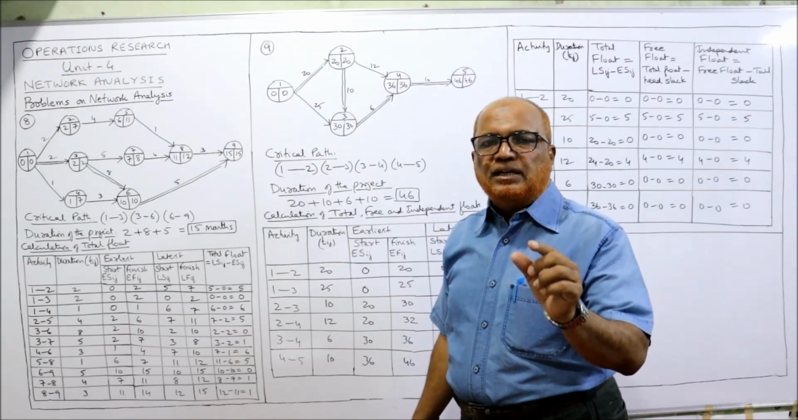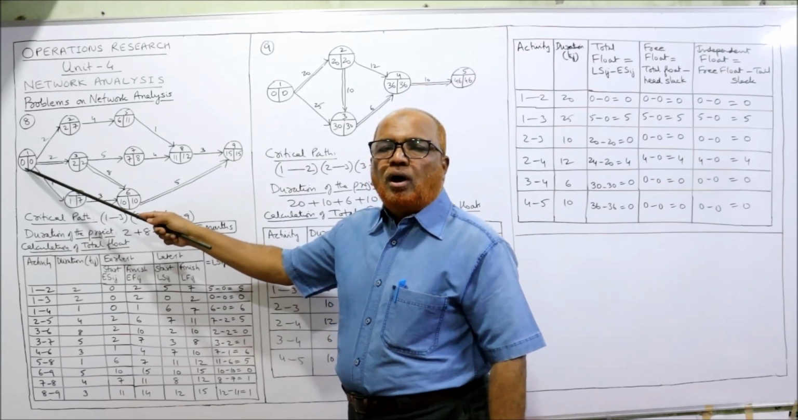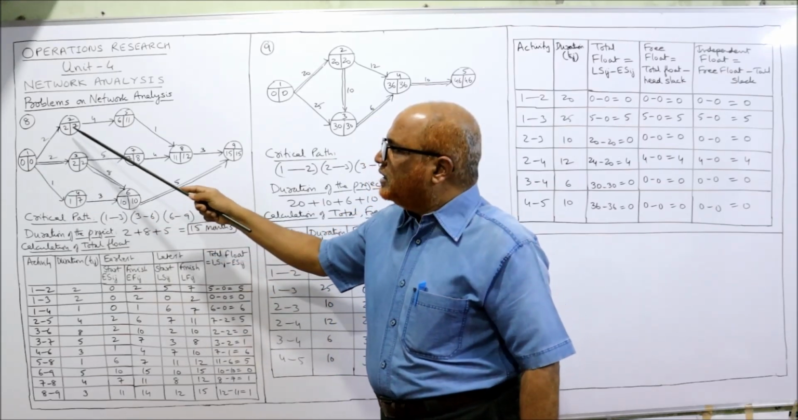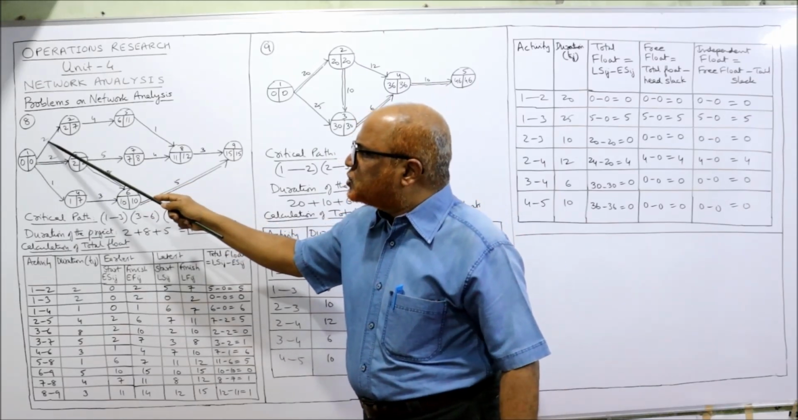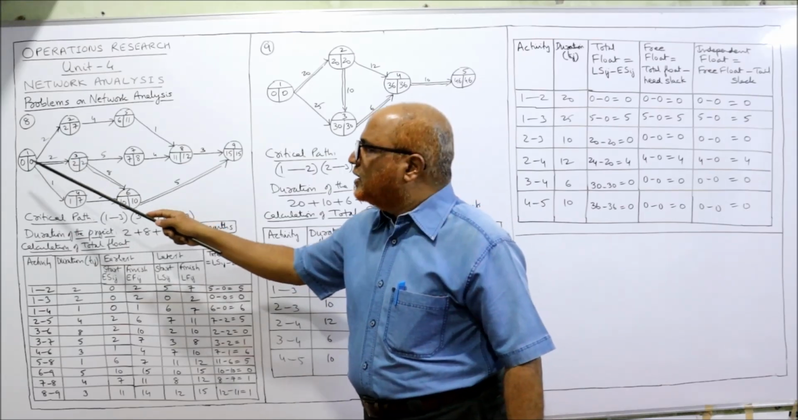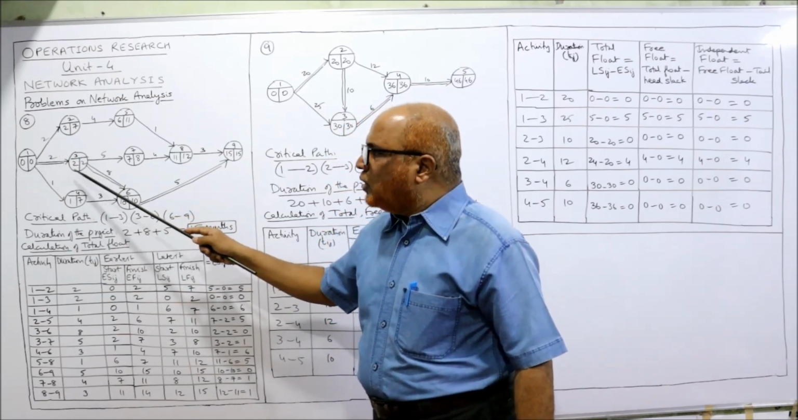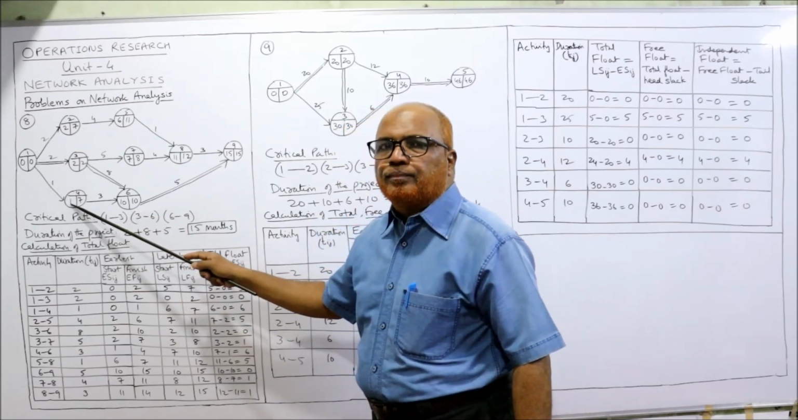The first event EST value will always be 0. We are beginning from 0. How many activities are merging here in second? Only one activity. So add up 0 plus 2 is 2. Only one activity is merging here. So 0 plus 2 is 2. Only one activity is merging. 0 plus 1 is 1.